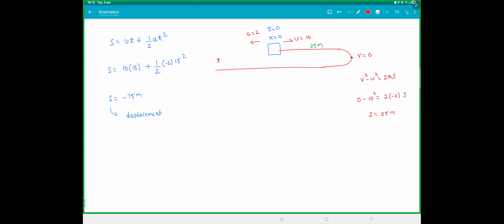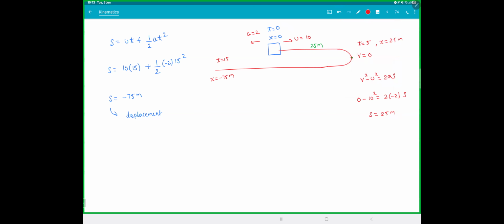And at t is equal to 15 seconds, you are at x is equal to minus 75 meters. And just look at it like this. You started at x is equal to 0 at t0, right? You can actually find this time also. That is 5 seconds. At 5 seconds, you're at x is equal to 25 meters. And then at t is equal to 15, you're minus 75.